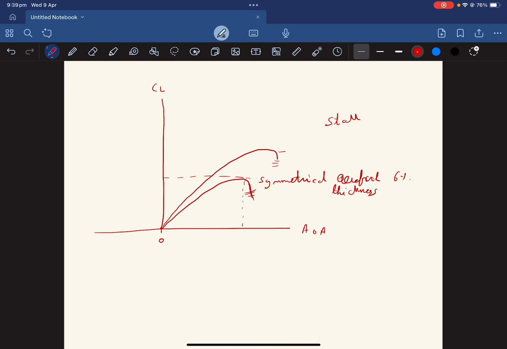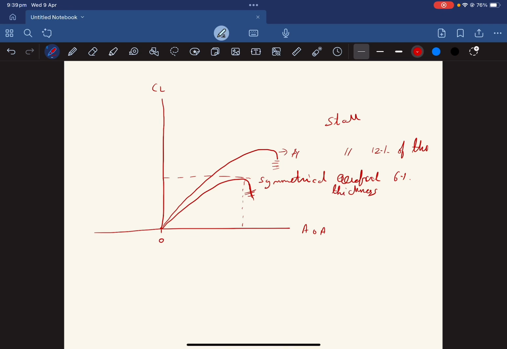So this is for a symmetrical aerofoil with, let's say, 12% thickness. If you increase your thickness, you see the stall is going to be more gentle and it's going to be delayed. So let's talk about an asymmetrical aerofoil with 12% thickness.